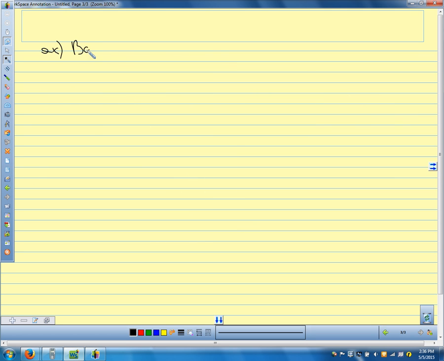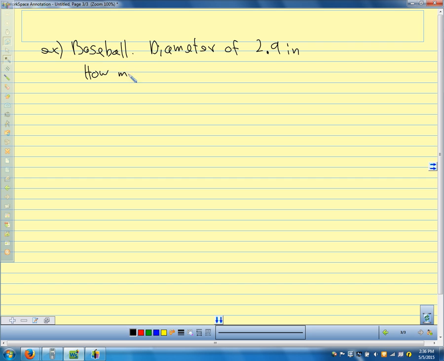Let's say we have a baseball. It's a diameter of 2.9 inches. How much leather do we need to cover it? What is this question asking us to find? Surface area. How much leather to cover it is the surface area. We want to find the surface area.